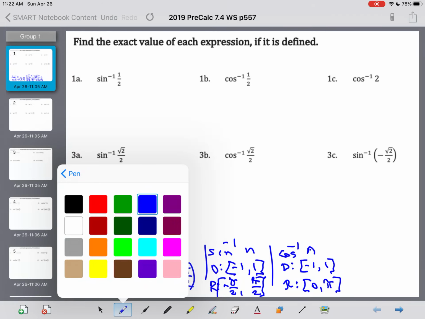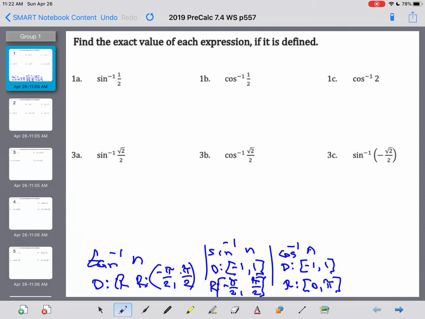So I'm going to change colors here a little bit. And again, I'm looking for what angle gives a sine value of 1/2. In my mind, I'm going to whip up a little mini unit circle. 1/2 positive would be here and here, and I only want the answer from here to here. So that's going to be 30 degrees. But with these problems, we want the radian measures, so we're going to call that pi over 6.